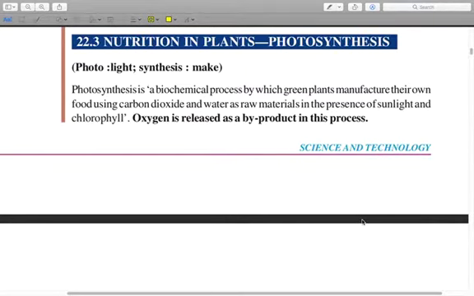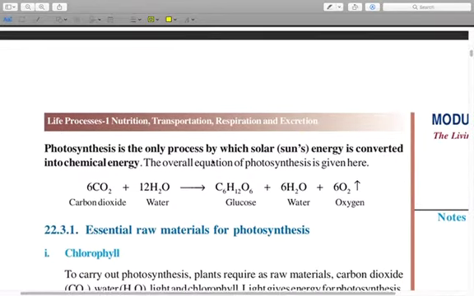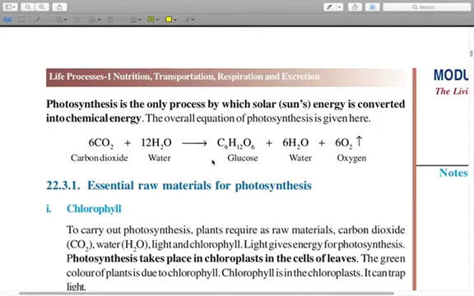We have oxygen in the atmosphere, we inhale it, because we have to respire to live, and we get that from the plants because they release it after photosynthesis. We will see how it happens. Photosynthesis is the only process by which solar energy, that is light energy, is converted into chemical energy. So sunlight is absorbed and then converted into chemical energy.